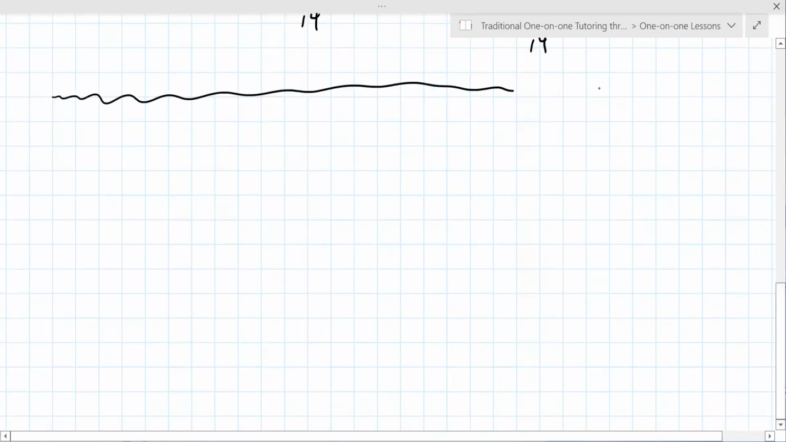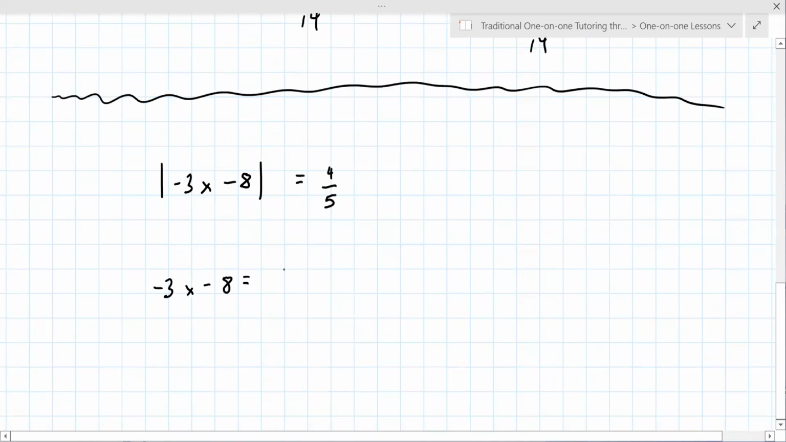So let's just have you start with something like this. Minus 3x minus 8 equals 4/5. And again, there's two possibilities here. You set the absolute value equal to it as is, and then you set the absolute value part inside the absolute value equal to the negative of it.